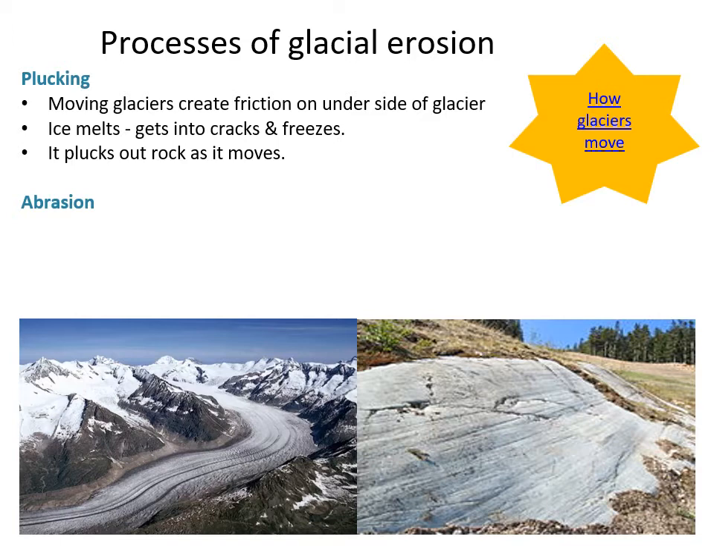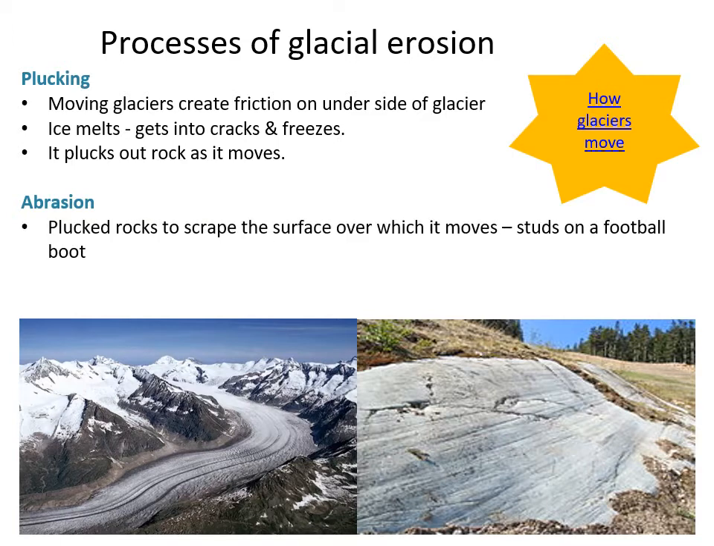So once you have these rocks plucked out of the ground, they're stuck to the bottom of the glacier. As the glacier continues to move, the plucked rocks scrape the landscape over which it moves, kind of like the studs of a football boot. So imagine you've got a football boot. The studs at the bottom of the football boot, they're like the plucked rocks. And if you take your football boot and rake it across the ground, that is your process of abrasion.